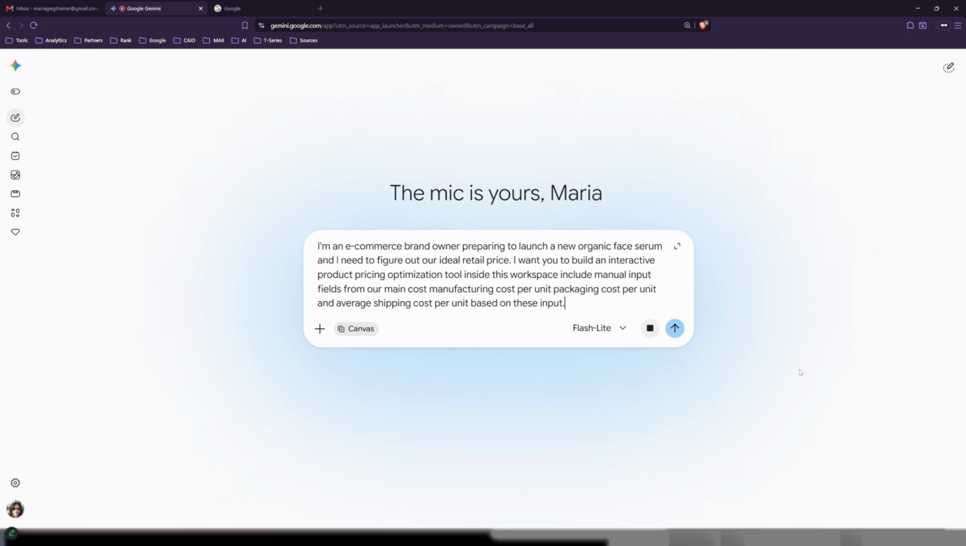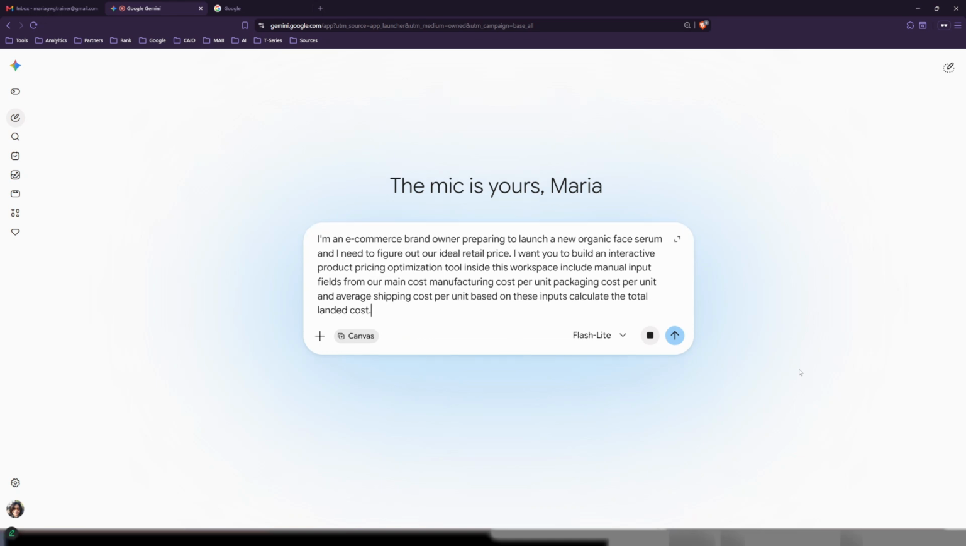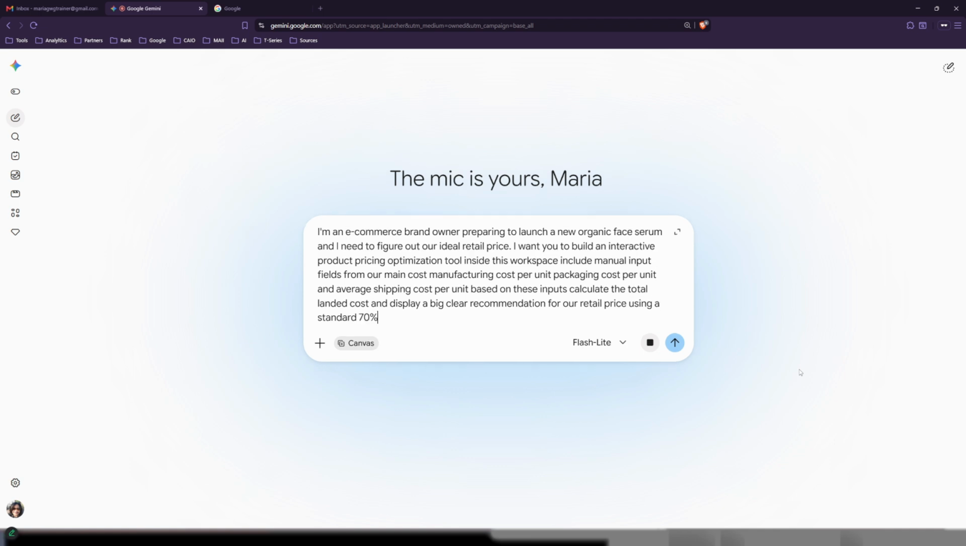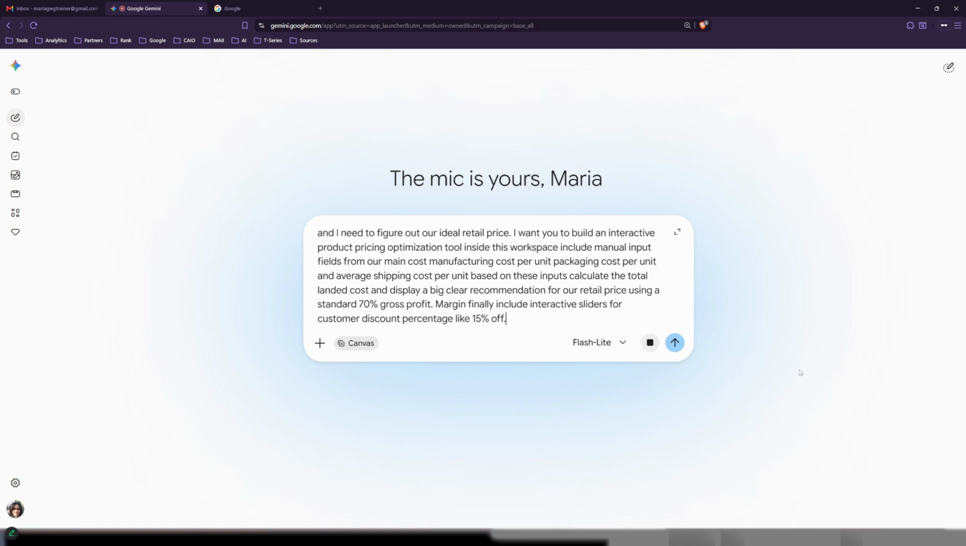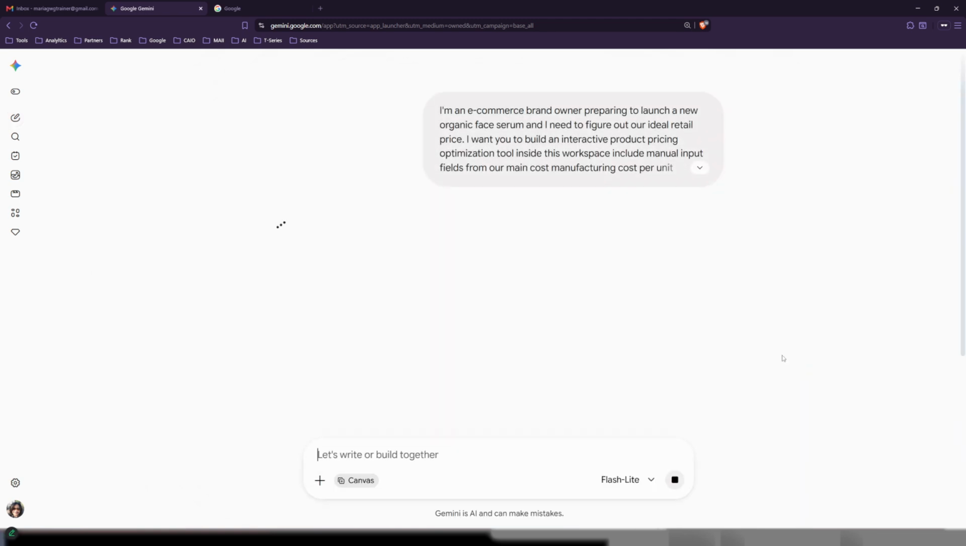Based on these inputs, calculate the total landed cost and display a big, clear recommendation for our retail price using a standard 70% gross profit margin. Finally, include interactive sliders for customer discount percentage, like 15% off launch sale, and ad spend per acquisition, so I can visualize exactly how promotions and marketing costs will impact our actual take-home net profit per bottle before we launch. That was a heck of a prompt, everybody.